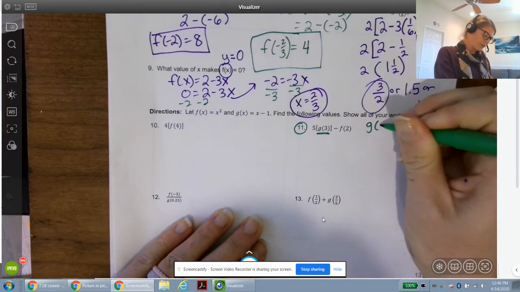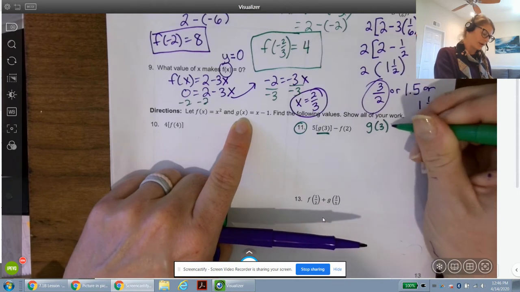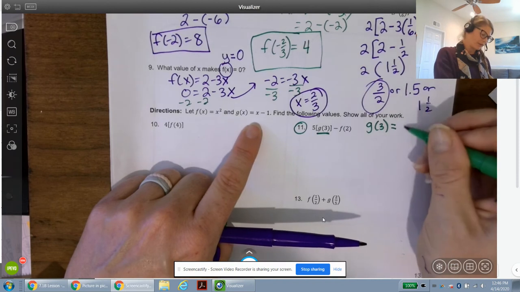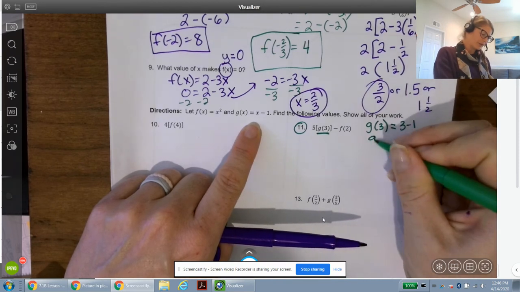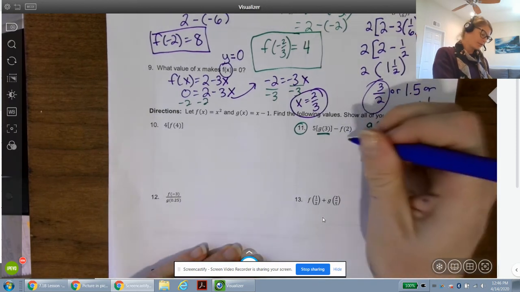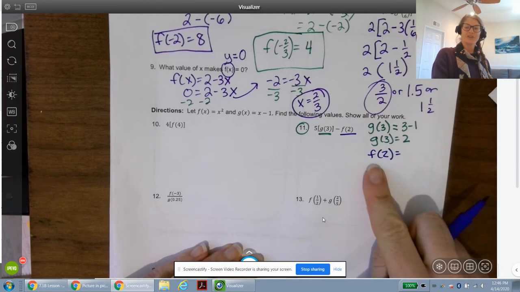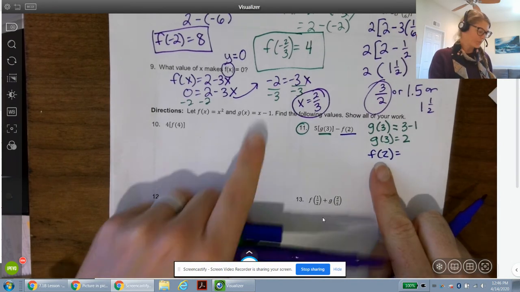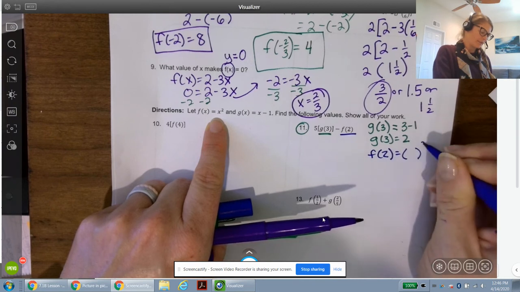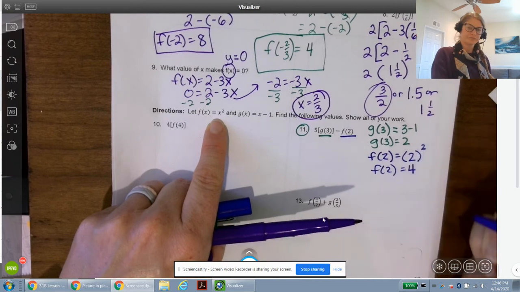So I'm going to find g of 3. Up here, I defined g of x as x minus 1. This is the function g evaluated when x is 3. So now we have 3 minus 1. So I know g of 3 is equal to 2. I'm also going to evaluate f of 2. f of 2 is the function f evaluated when x is 2. Here, f of x is x squared, so this is x being squared. So I know that f of 2 is equal to 4.